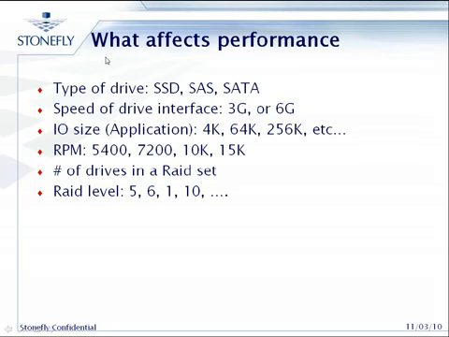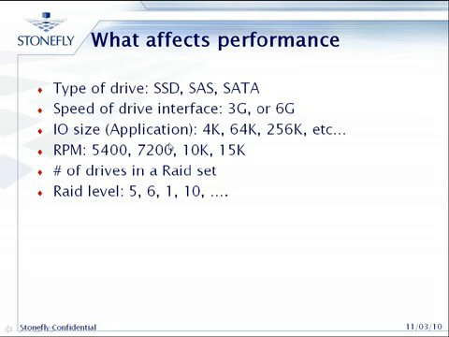And these are the things that affect the performance: the type of drives, speed of the drives, drive interface, which is 3 gig or 6 gig. There are a lot of SAS drives that have come up with a 6 gig interface, and some SATA drives are providing 6 gig, and SSDs are moving towards 6 gig. Most of them are 3 gig right now. But I think they will all eventually migrate to a 6 gig SATA or SAS interface.